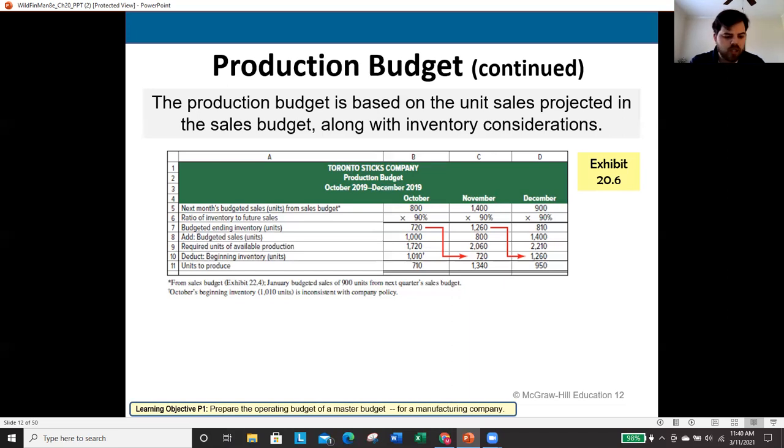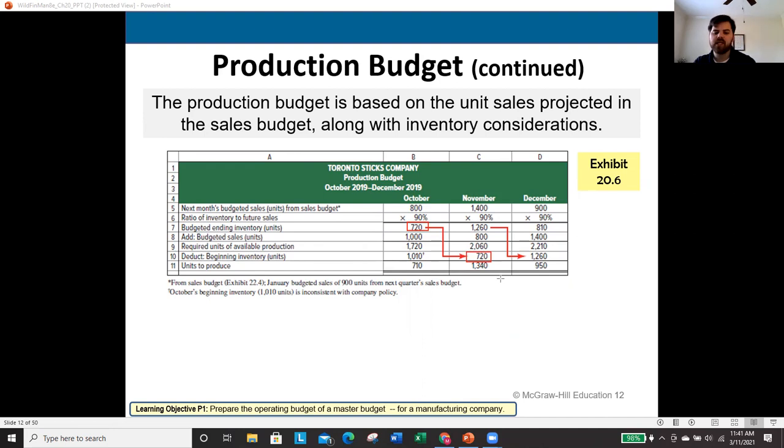Now, for the month of October, we had budgeted sales of 1,000 units. So that tells me that I need 1,720 units available. Then I will need to deduct my beginning inventory, which was 1,010 units, coming down to 710 units actually needing to be produced. Now, what you will notice, I'm just going to grab my little pen here so we can use our boxes, and you will see that my budgeted ending inventory in the month of October becomes my beginning inventory in the month of November.